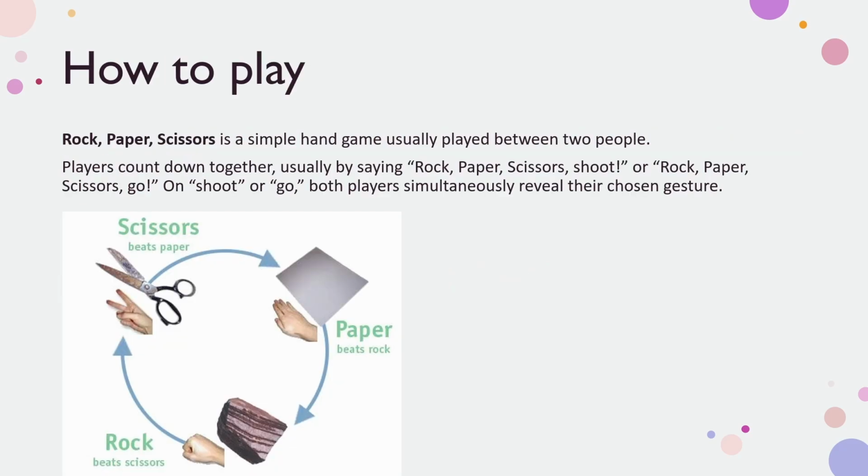Here's how to play rock, paper, scissors. It's a simple hand game, usually played between two people. Players count down together, usually saying, rock, paper, scissors, shoot, or rock, paper, scissors, go. On shoot or go, both players simultaneously reveal their chosen gesture. And you can see this diagram here, that scissors will beat paper, paper will beat rock, and rock will beat scissors.